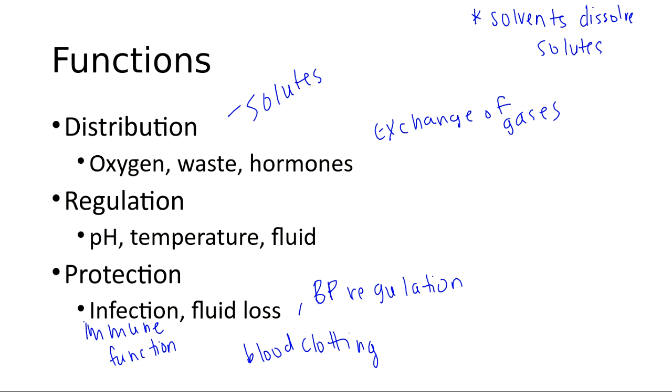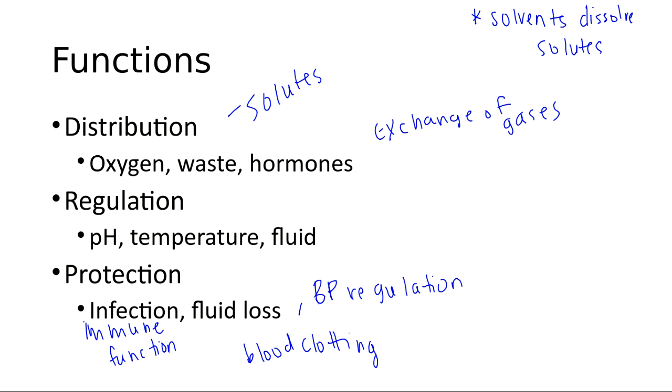What are some of the functions of blood? Distribution of solutes is a big one. So blood's going to function to carry oxygen, also waste, and as you know now from the last unit, hormones. Blood also allows for exchange of these materials like oxygen and carbon dioxide.